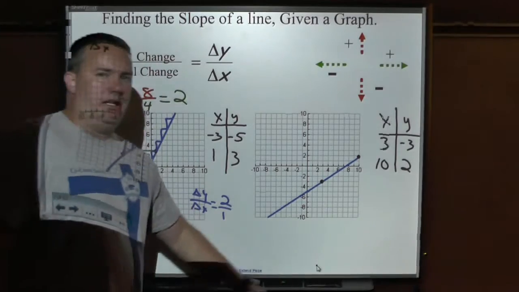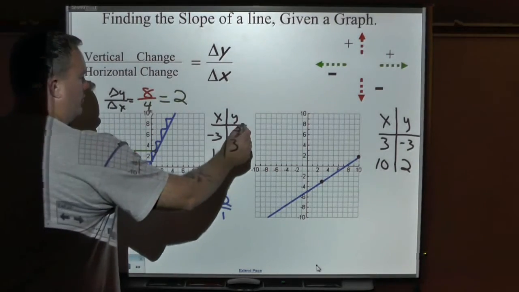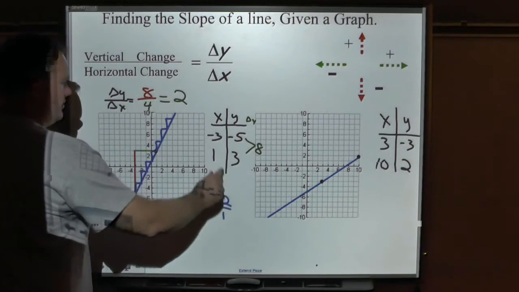Now, you can also check it with the table. So if we look at this table, just like we did before, changing your value of y, to get from -5 to 3 is 8 units.